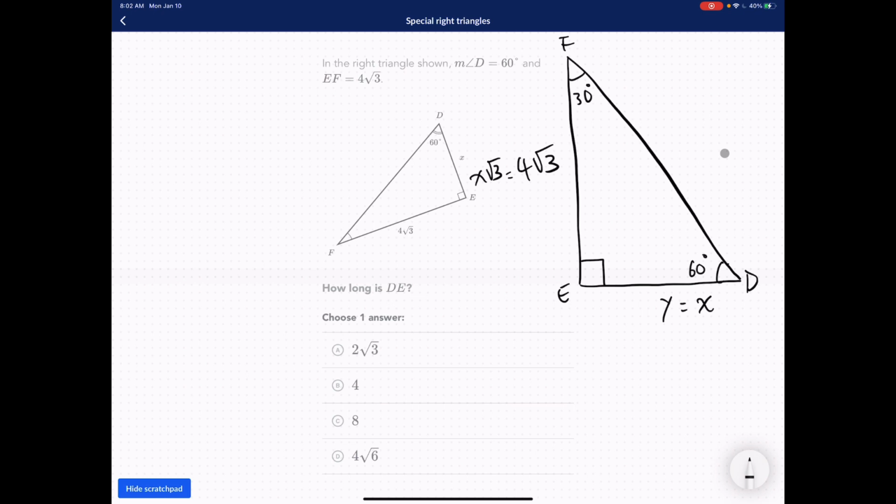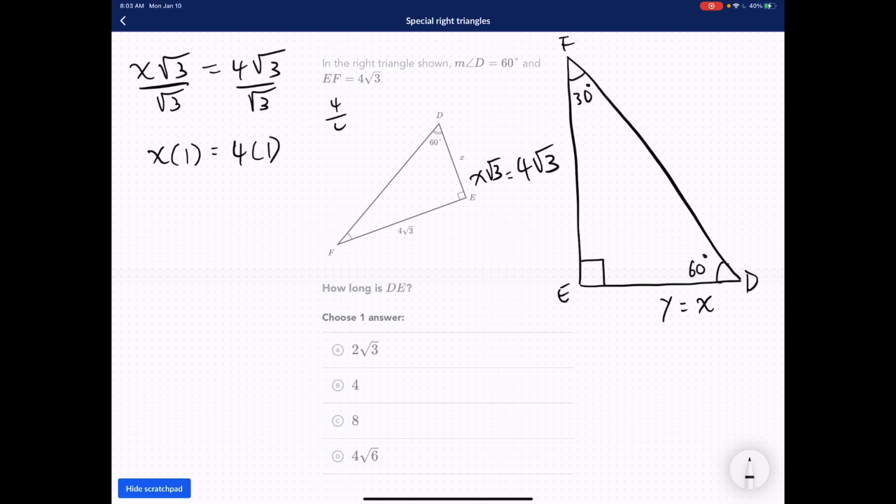So it's going to be x square root of 3 is equal to 4 square root of 3, right? In order for me to get x by itself, what I can do is divide square root of 3 on both sides. And square root of 3 divided by square root of 3 is just 1, and square root of 3 divided by square root of 3 right here is just 1 too, right? Why?